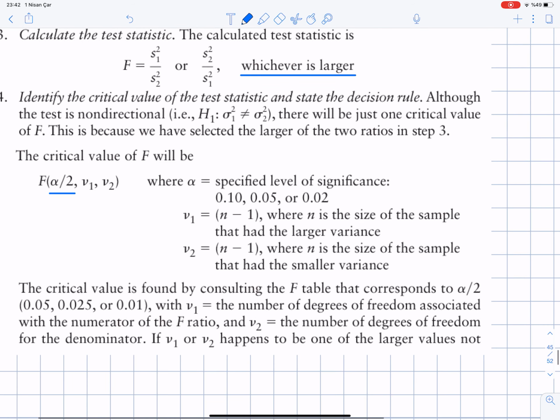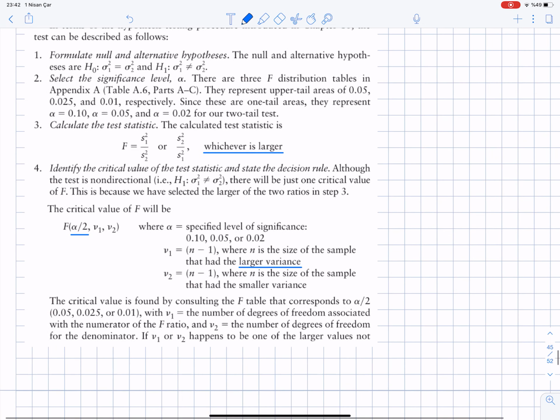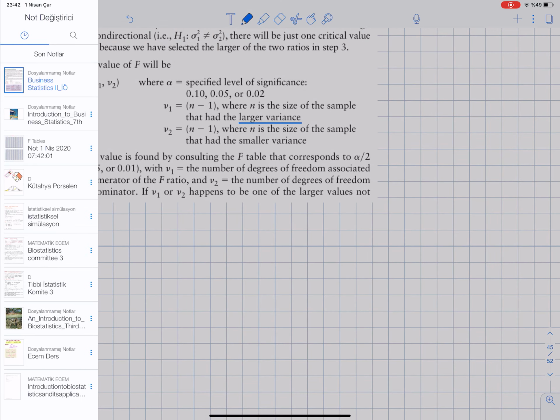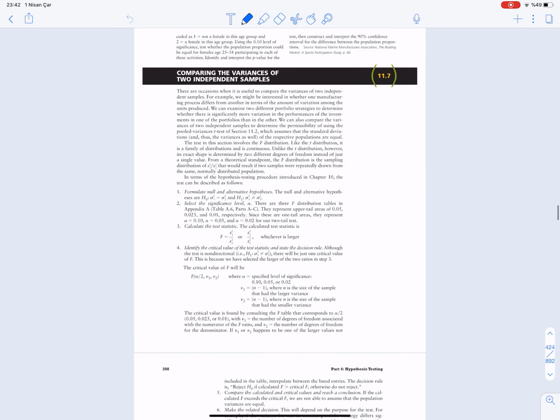And it tells you that the degree of freedom for the first one is n minus 1, where n is the size of the sample that had the larger variance. So this is the same as what I do in my calculation, and the test statistic is the same. So let's see the solution from the book, presenting you the solution as well.